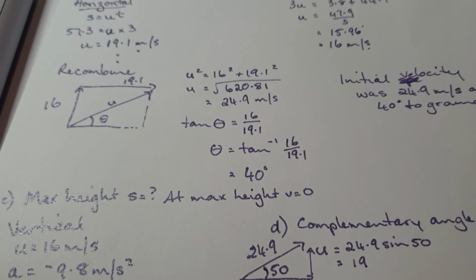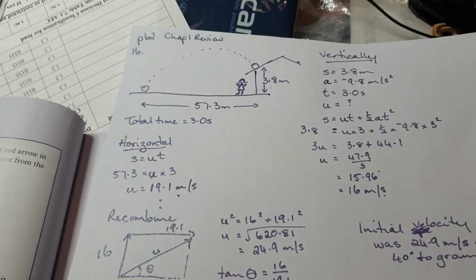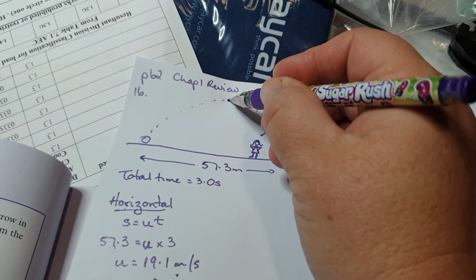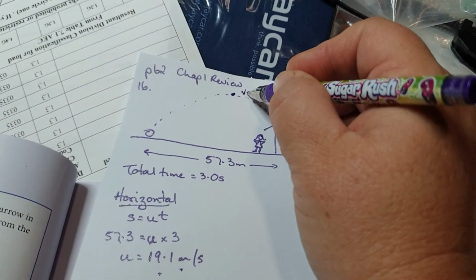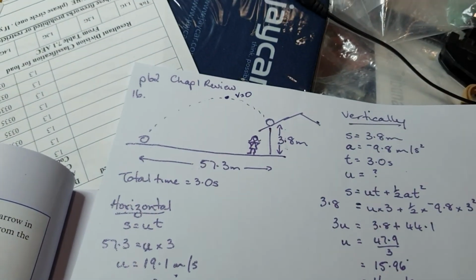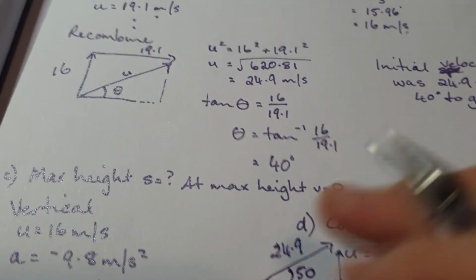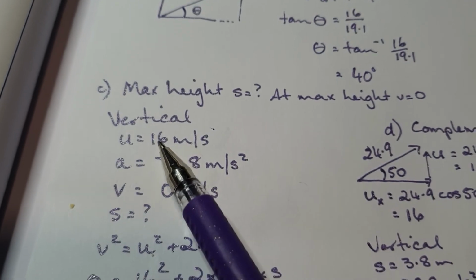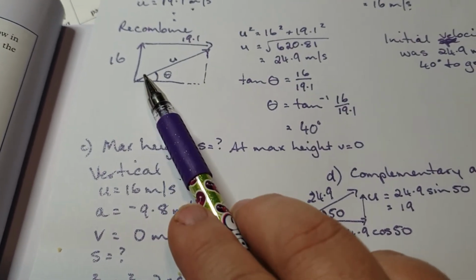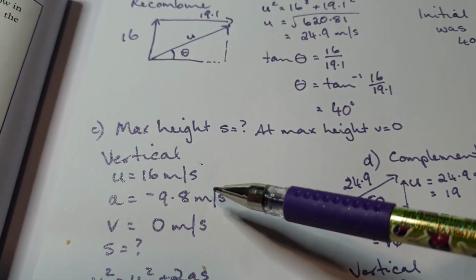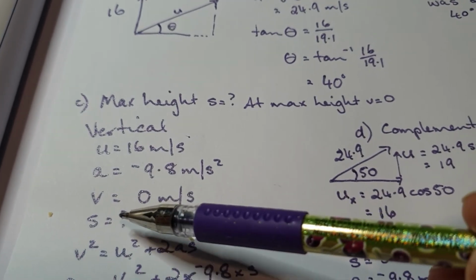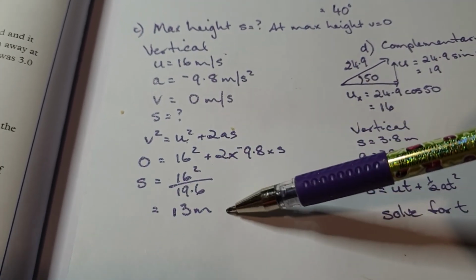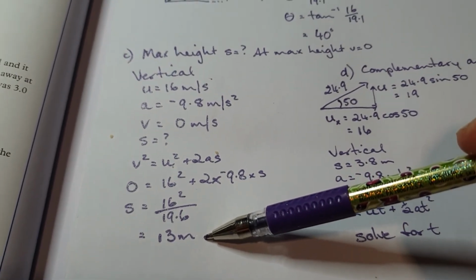Then it wants to know what was the maximum height that it got up to. So remember, at our maximum height up here, v equals 0. So that's a useful fact. So at the maximum height, v equals 0, we have our initial vertical that we worked out before, negative 9.8, and we want s to get that maximum height. Work it out, 13 meters.